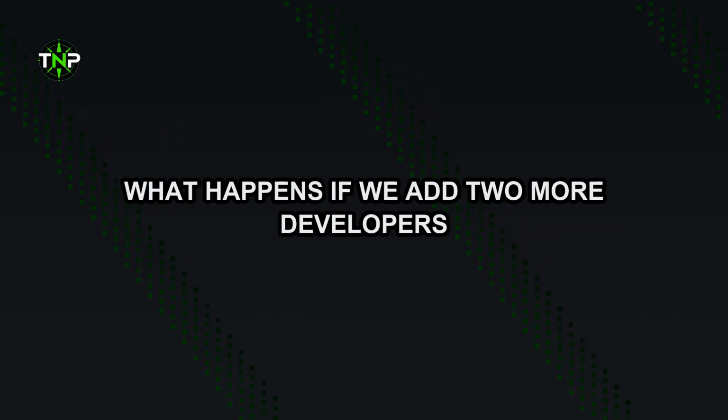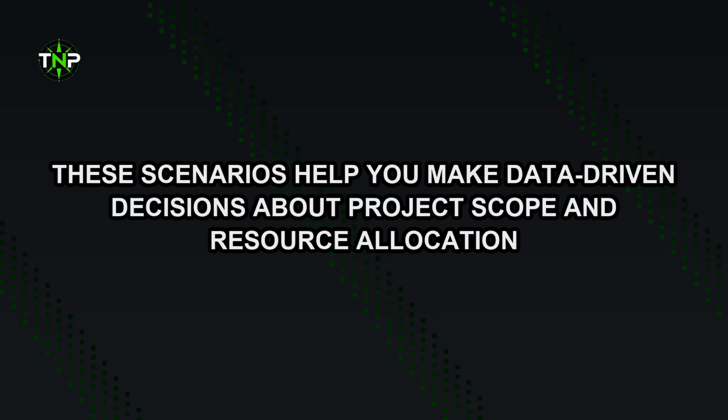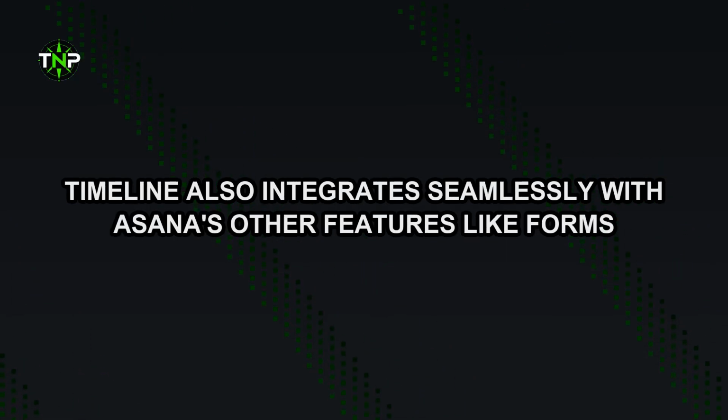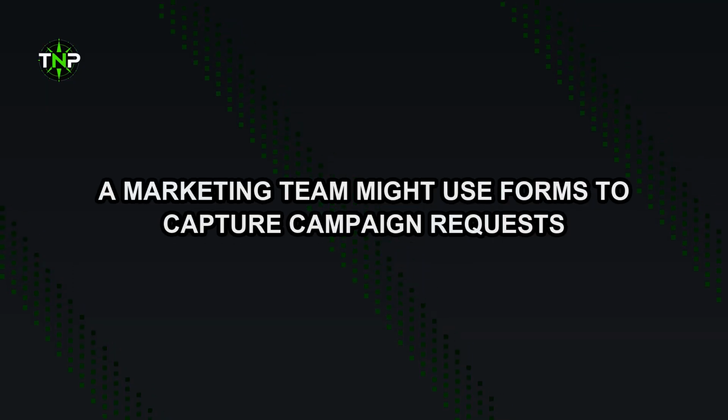One often overlooked feature is Timeline's scenario planning capability. You can create different versions of your project timeline to explore what-if scenarios. What happens if we add 2 more developers? How does the timeline change if we cut the beta testing phase in half? These scenarios help you make data-driven decisions about project scope and resource allocation.